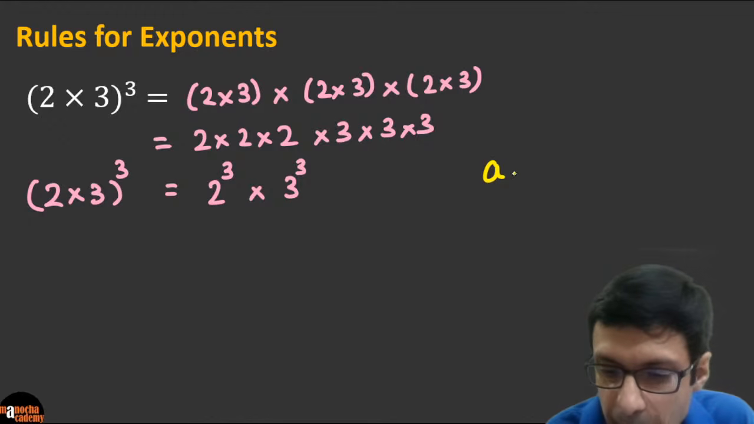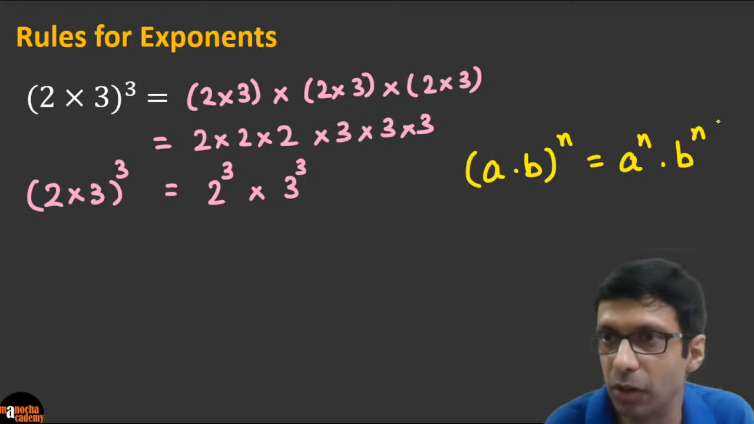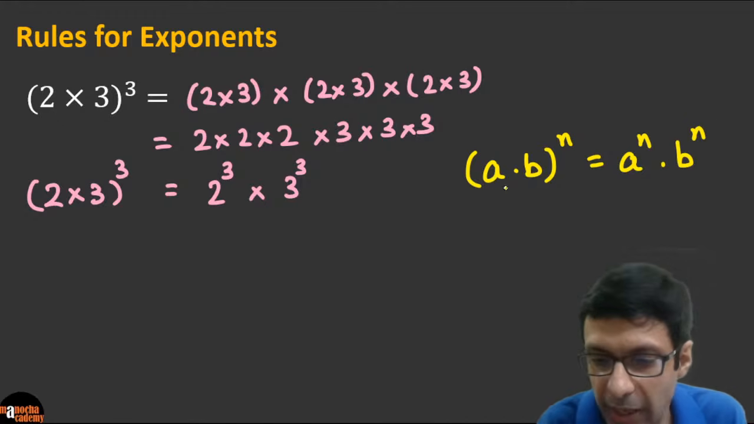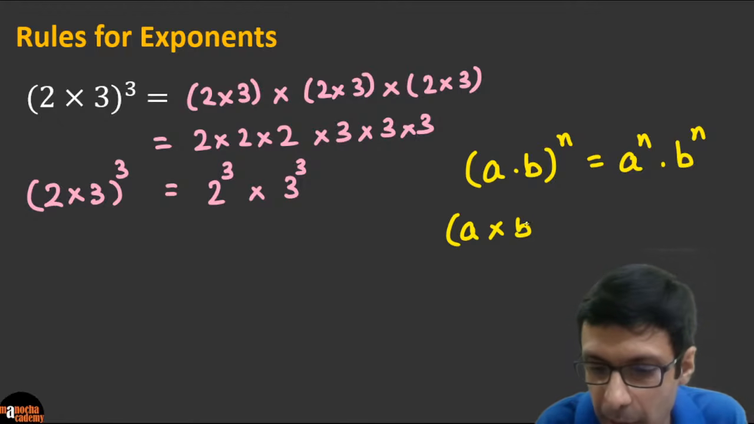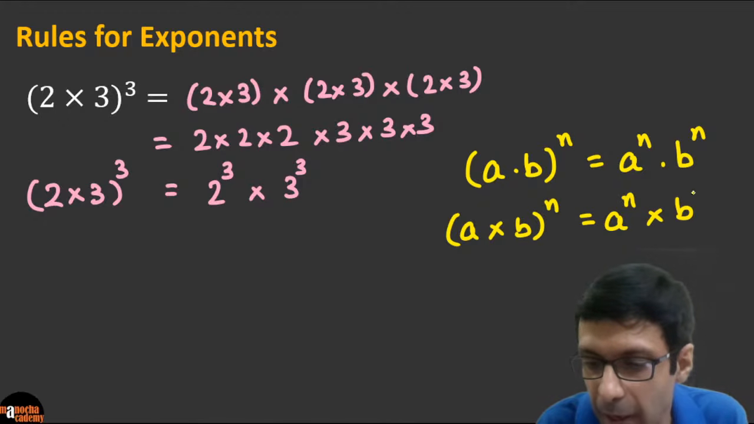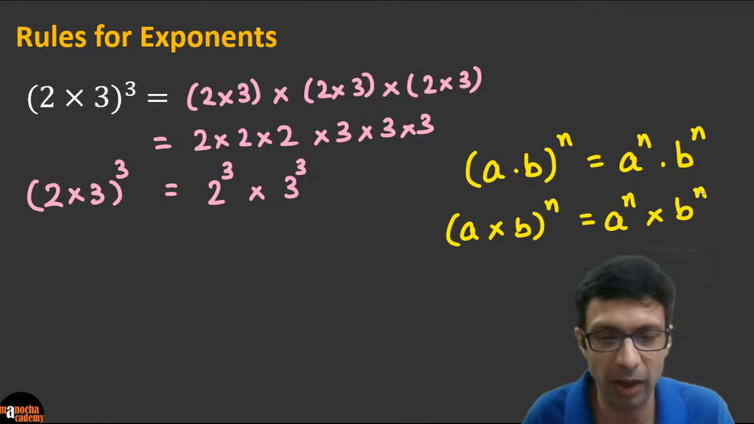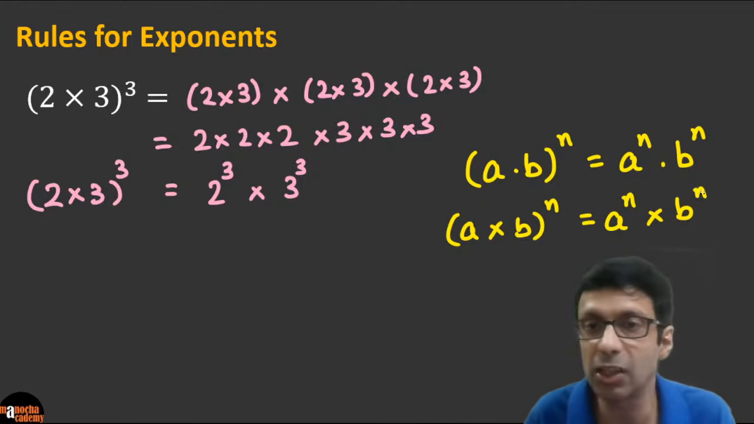A times B whole to the power n is equal to a to the power n times b to the power n. This dot means multiplication, so it's not a decimal point, it's multiplication in maths. So a dot b, or if you like, we can write this rule like this: a multiplied by b to the power n is equal to a to the power n multiplied by b to the power n. So basically the powers are going into a and b. Very important rule. Yes, some of you are calculating 216, the answer, 6 cube, excellent.